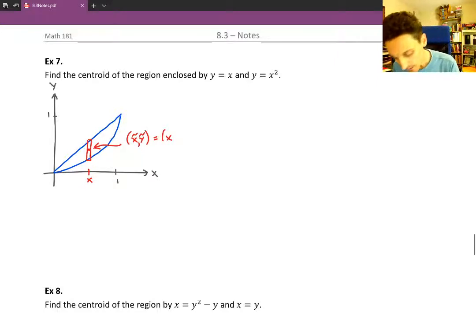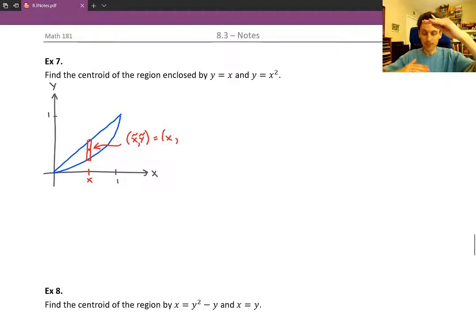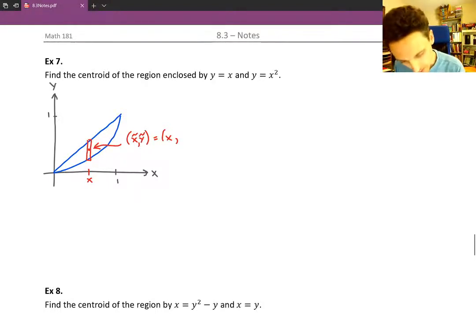And then to get the y tilde, the center of mass in the y direction, we're just going to take the average of the top y value and the bottom y value to get like the midpoint, right? Top y value plus the bottom y value divided by 2. So let's do that here. What I'm going to do is write, we're going to take the top plus the bottom divided by 2.